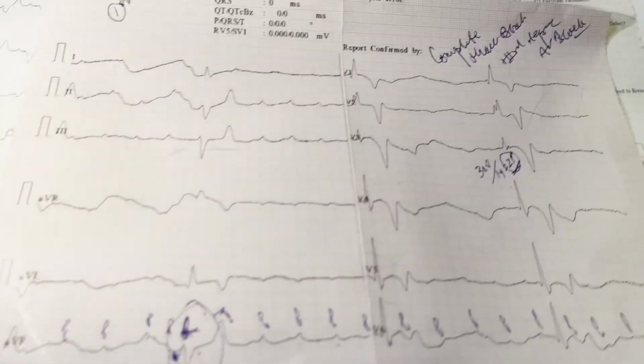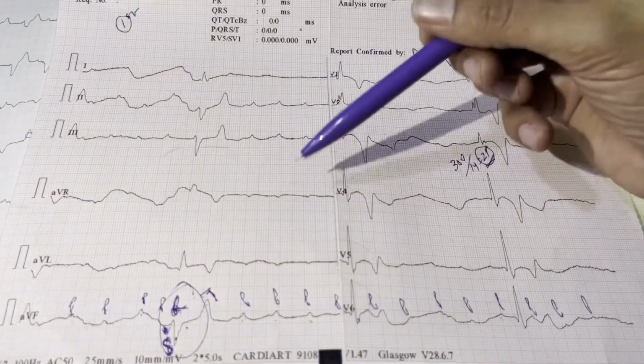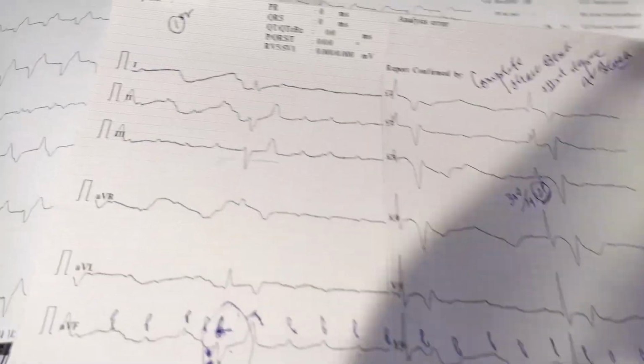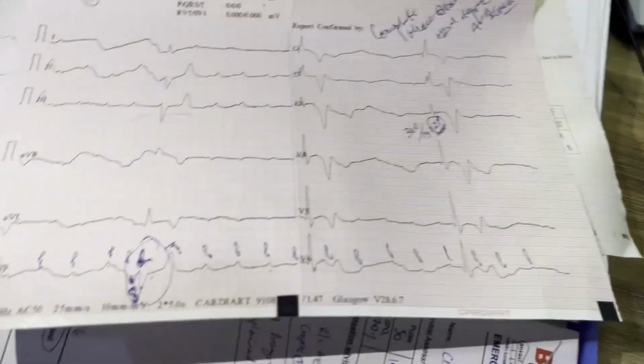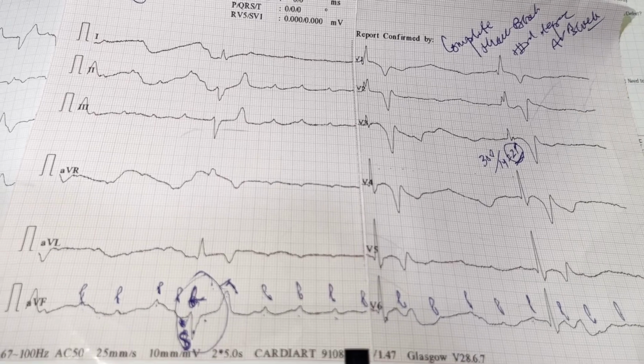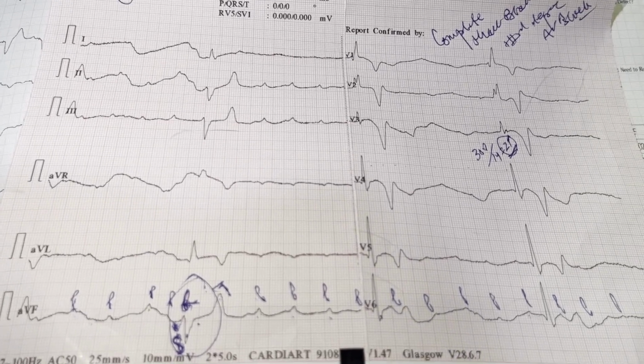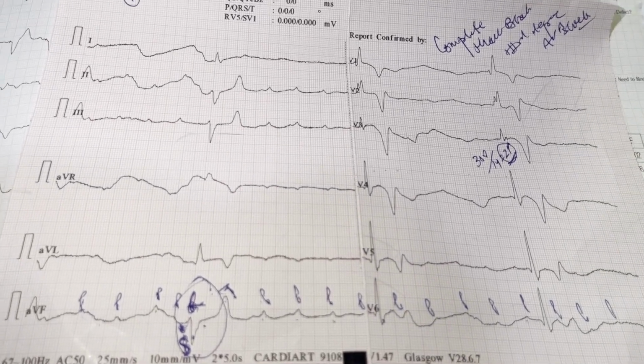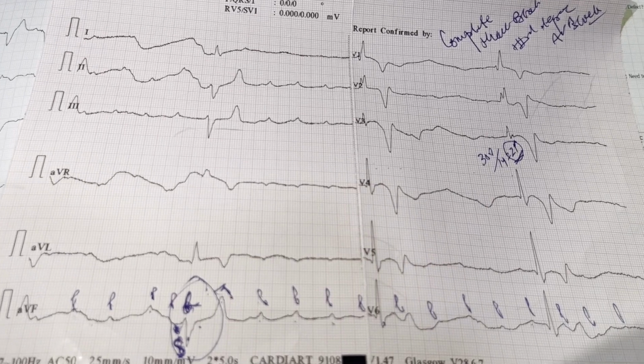And we can see this with the escape also. If the escape QRS is wider and the heart rate is low, you are not getting escape through the Purkinje. These are the sickest patients, because if the escape is through the His bundle, the QRS will be narrower and the heart rate will be more than 40.